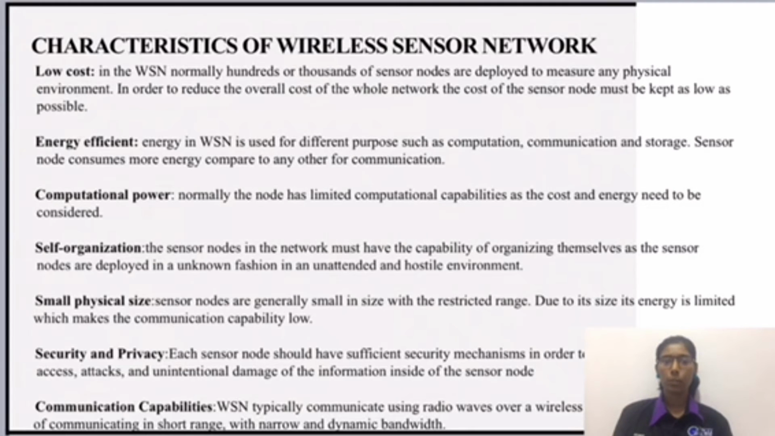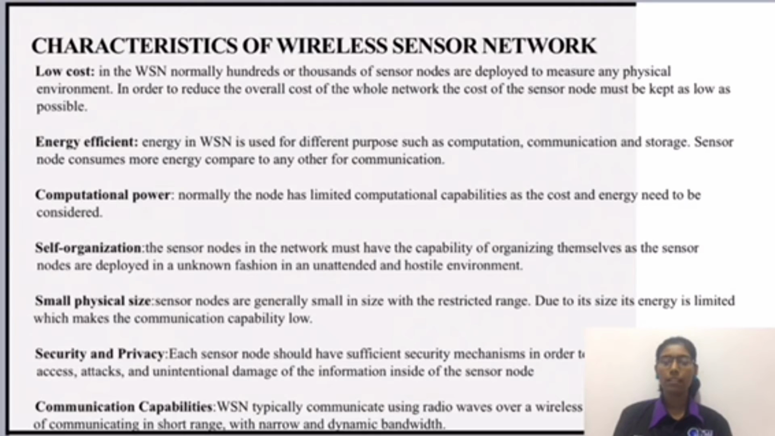So I'm going to present about the characteristics of wireless sensor network. The first point is low cost. In the wireless sensor network, normally 100 or 1000 of sensor nodes are deployed to measure any physical environment. In order to reduce the overall cost of the whole network, the cost of the sensor node must be kept as low as possible. The second point is energy efficient.